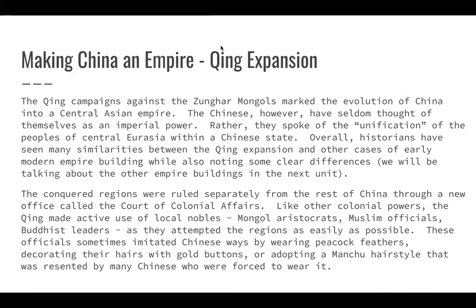Like other colonial powers, the Qing made active use of local nobles, Mongol aristocrats, Muslim officials, Buddhist leaders, as they attempted to rule the region as easily and cheaply as possible. These officials sometimes imitated Chinese ways by wearing peacock feathers, decorating their hair with gold buttons, or adopting a Manchu hairstyle, which was resented by many Chinese people who were forced to wear it after the Manchu takeover.